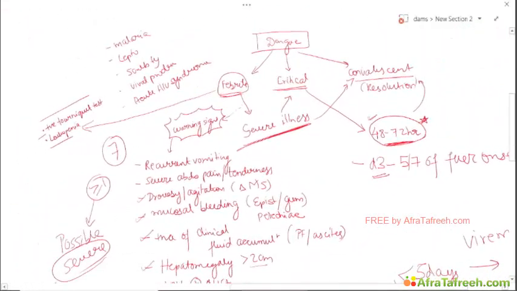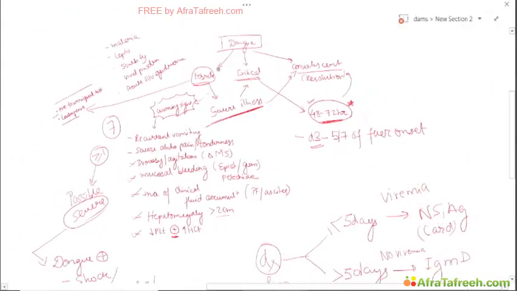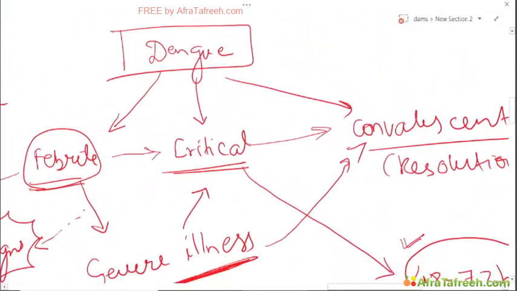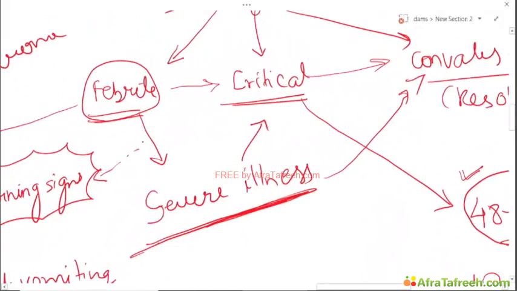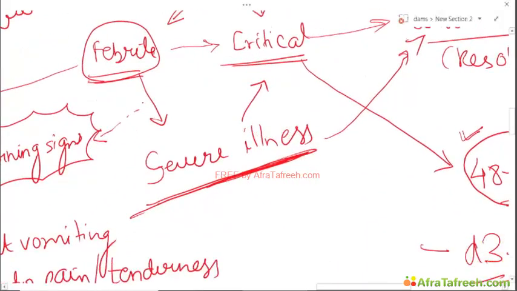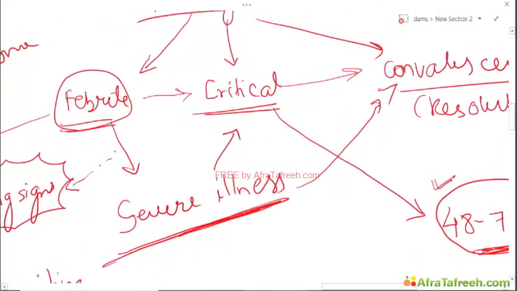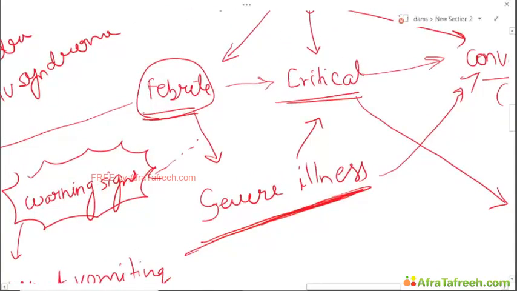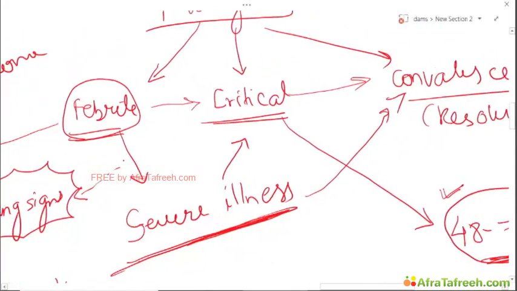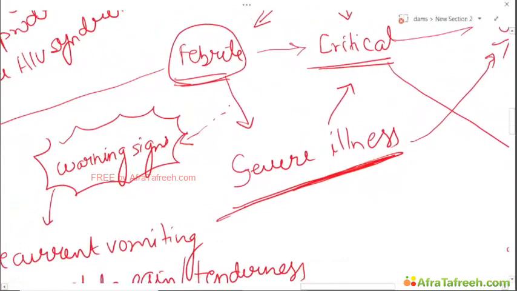Okay. So, just to recapitulate till now, there is a progression from febrile to critical to a convalescent phase in dengue, right? Febrile phase to critical phase to convalescent phase. There could be a simple febrile illness which then goes into resolution, or there could be a febrile illness which through warning signs progresses to severe illness and then goes into convalescence, which is called severe dengue.